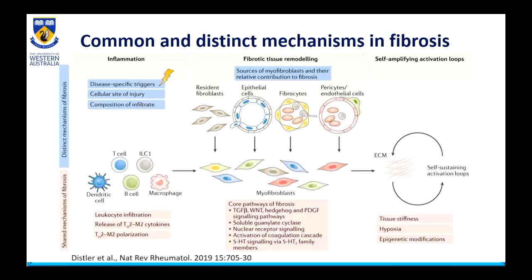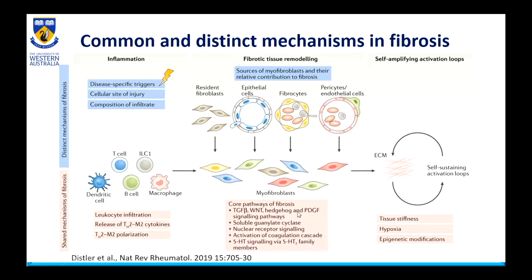So there are common and distinct mechanisms in fibrosis. And if you think of the shared mechanisms, it's in the lower part here, in the red. So you've got leukocyte infiltration, release of mediators. So you've got these Th2 T cells and M2 macrophages. We talked about M2 macrophages. Cytokines released by these cells cause more polarization to a Th2 M2 phenotype than a Th1 M1 phenotype.